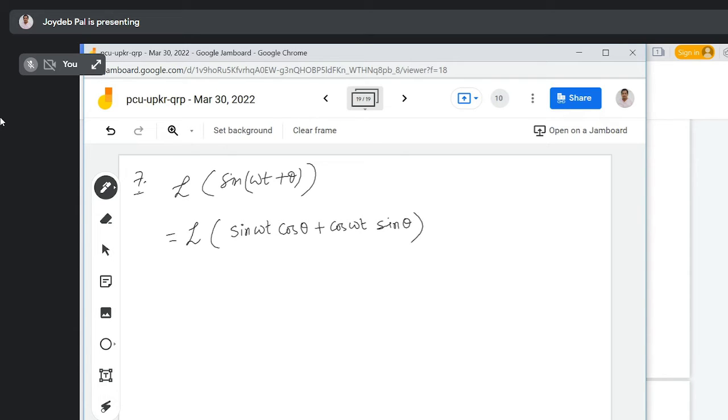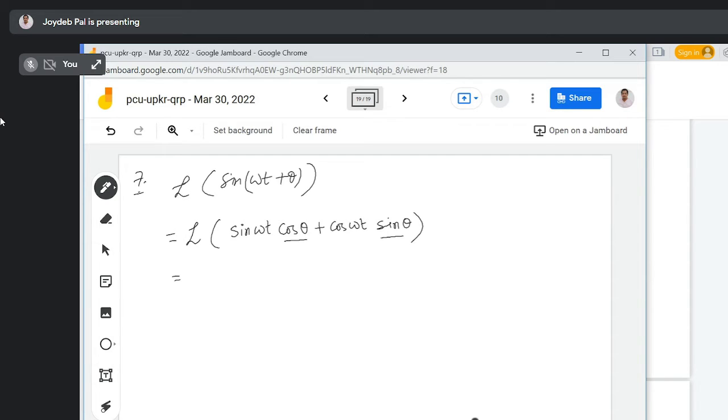Okay. Now here the variable is t and theta is constant. So overall cos theta is constant, sin theta is constant. Whenever we take the Laplace transform of a function of t, here the variable is t, theta is constant, omega is also constant. Therefore cos theta constant, sin theta constant.